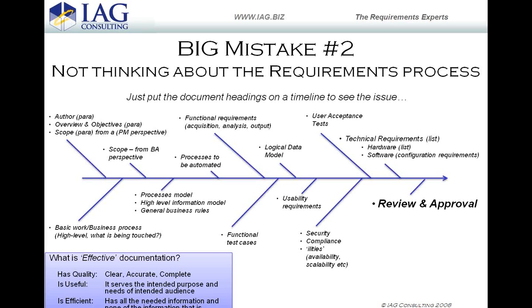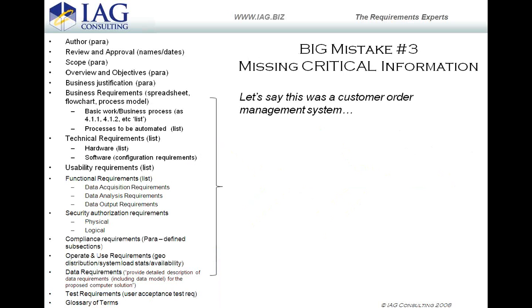Here's the next one. Critical mistake number 3 is it's missing critical information. Okay, so let's say that this was a customer order management system. Let's just pretend for a second it's a customer order management system. Where do you define what is a customer? Now, it could be that it's in the glossary of terms. I'm not really sure. Or it could be it's in the data requirements: provide detailed description of data requirements, including data model for the proposed computer solution. Possible that it's there as well. Don't know, okay?